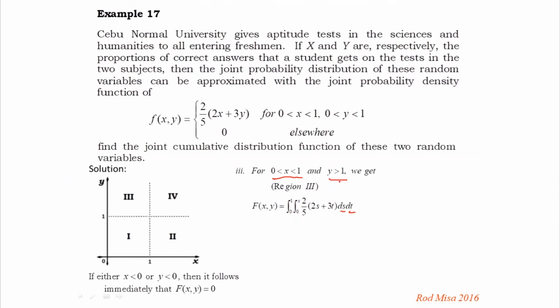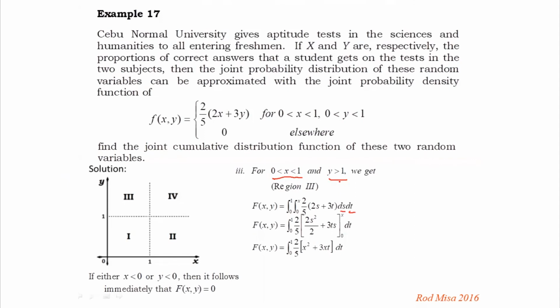So, integrating 2s plus 3t with respect to s, we have 2s squared over 2 as the integral of 2s with respect to s, and 3ts as the integral of 3t with respect to s, because t there is treated like a constant, since the variable of integration is s. So, substituting our limits of integration to our s, we have x squared plus 3xt.